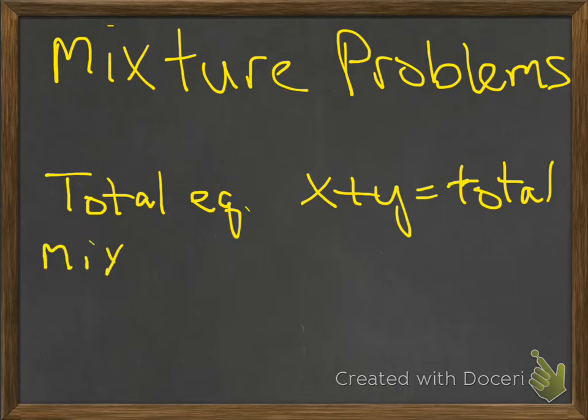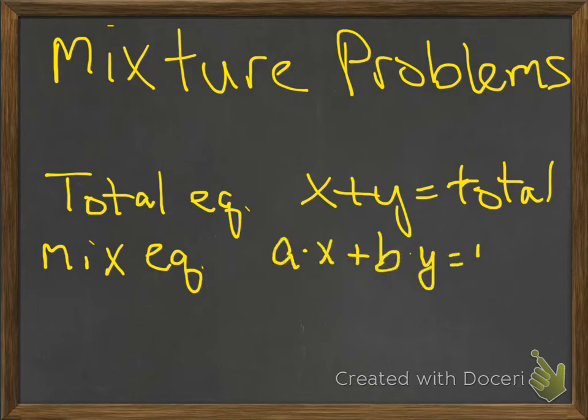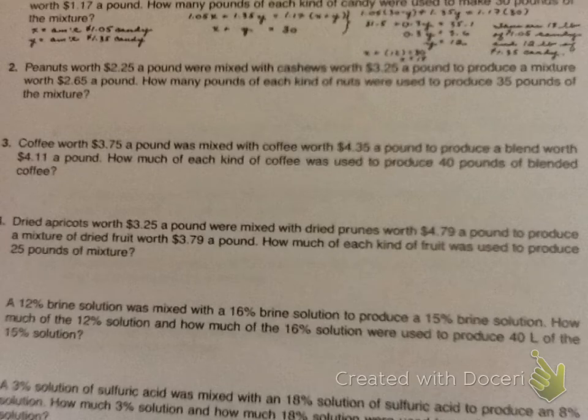The mixed problem will have, like, say something, a number times the x plus a number times the y will equal something times the total. Okay, so every single time the total equation will be x plus y equals the total, and then there will be a mixed equation. So for example, if you look on the mixed one, we're talking here with number 2 with the peanuts and cashews. I'm going to say the peanuts are the x and the cashews are the y. So I am going to automatically write x plus y equals the total. And in this case the total is 35 pounds.